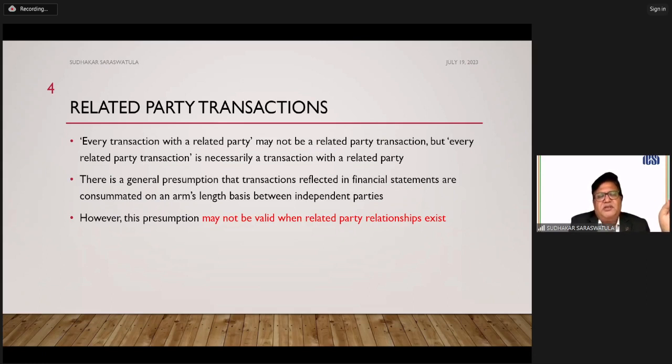So there is a general presumption that whatever transactions are reflected in the financial statements are always consummated on an arm's length basis between independent parties. You don't need to say that, because the financial statements are presented in a fair and transparent manner, which itself reveals that all these transactions have taken place on an arm's length basis without giving any benefit to any particular party. However, this presumption may not be valid where related party relationships exist.